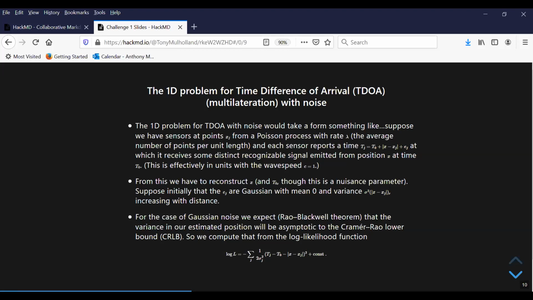One of the effects that contributes to that is that sensors further off are receiving a lower signal to noise ratio. So naturally, they're subject to greater errors in timing some feature in the signal they receive. Alistair will describe proper models for this later, but at the moment, this is just sigma squared as a function of distance. So we're going to take the simplest case where we have Gaussian noise, and we hope by the Rao-Blackwell theorem that the variance in estimated position will in such a case be asymptotic to the Cramer-Rao lower bound. And so next slide, please.